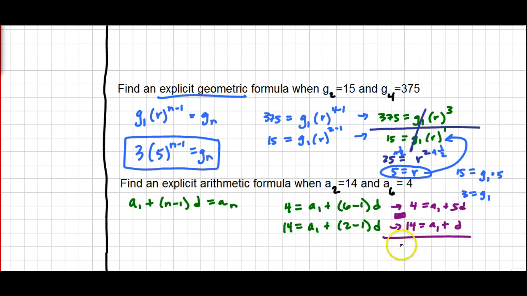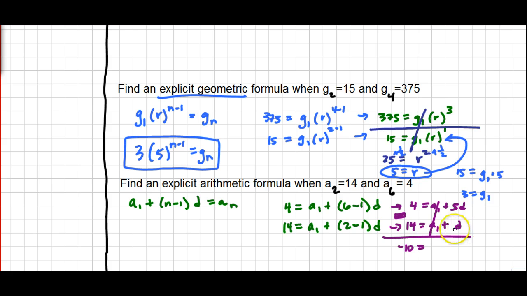4 minus 14 is going to be negative 10. The a1's are going to cancel. That's the whole reason that we subtracted there. Division would still have the same effect on the a sub 1. A sub 1 divided by itself would cancel, but it's better for us to stay consistent. Arithmetic sequences add and subtract to get from one term to the next, so we want to subtract the equations to find what we're looking for.